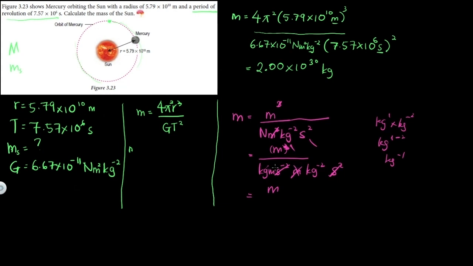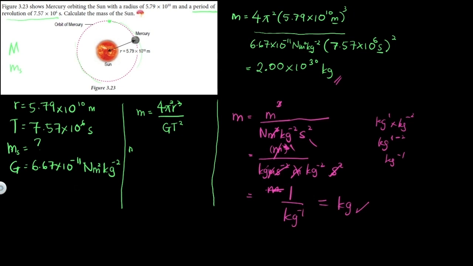We just have this m and this m, we can cancel out. So the only unit that we have here is, at the numerator we have nothing, that means we have 1. Denominator we have kilogram minus 1, which, if you bring it upward, will become kilogram. So the unit is correct.